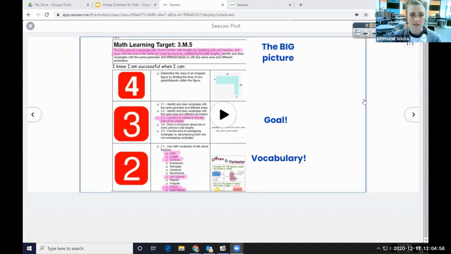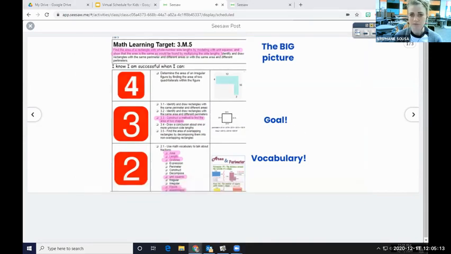You'll notice that our success criteria is broken up into vocabulary that we would like to hear you use, your specific goal for the day, and the big picture of what you are trying to accomplish. Here we go. Today, we will continue attempting to reach for the big picture of finding the area of a rectangle with whole number side lengths by modeling with unit squares and by showing that the area is the same as would be found when multiplying the side lengths.